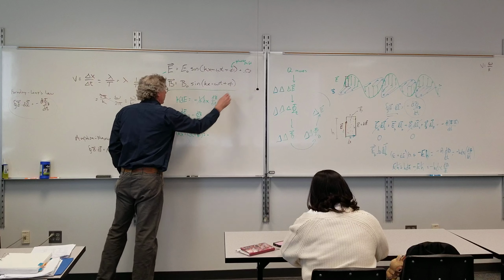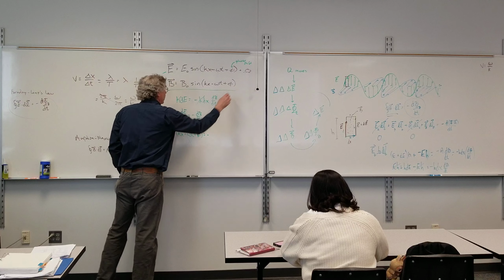So I have negative k E sub naught cosine of kx minus omega t plus phi equals negative omega E sub naught. I have three negatives there, so two of them cancel out, and I'm left with one, times cosine of kx minus omega t plus phi. So if this is true, well, actually, let's get rid of the negative sign since I have it on both sides.